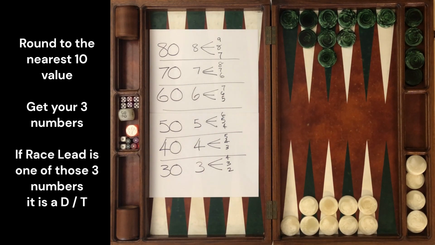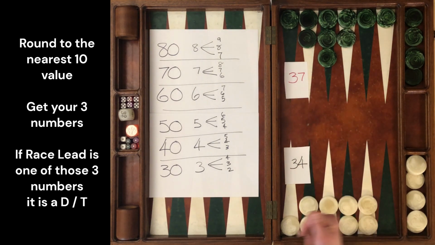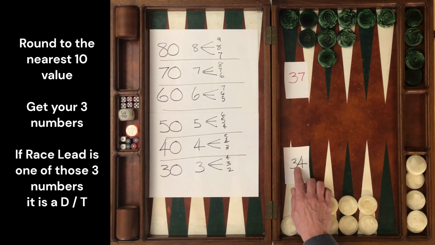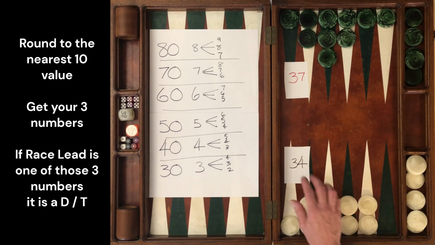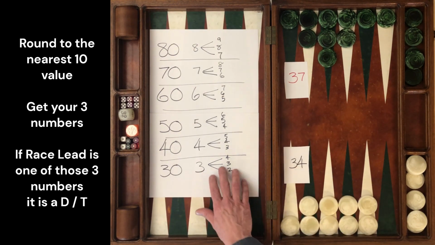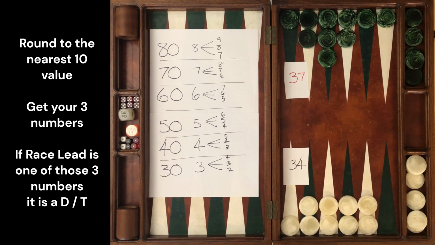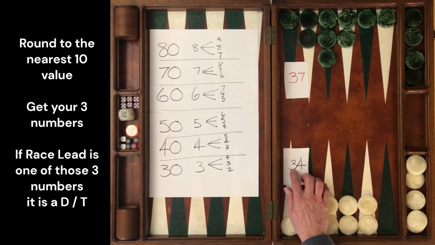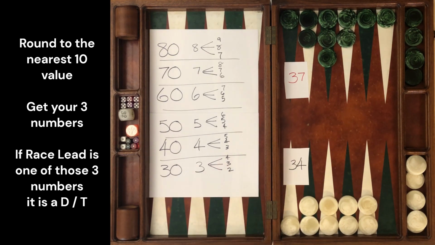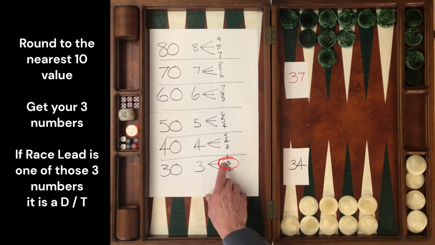Our next position, our pip count is 34. Our opponent's 37. We have a race lead. Closest is 30, so we're rounding down, but as we get lower, this becomes stronger, so this should be a double. Our number is 3, so the three numbers we have are 2, 3, 4. Our pip lead is 3, right in the middle. So this should be a very strong double, and it should be a solid take since we're right in the middle.